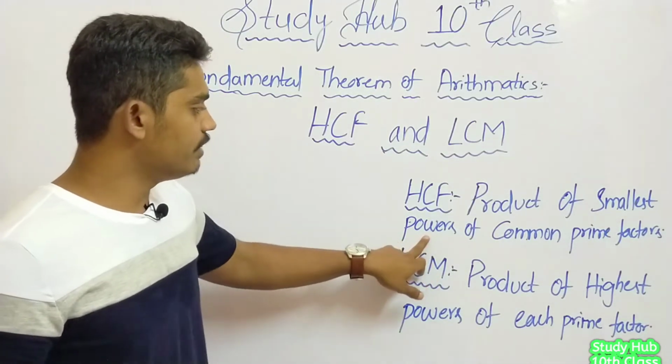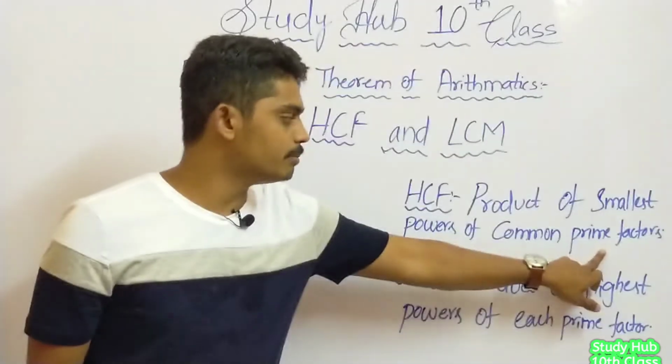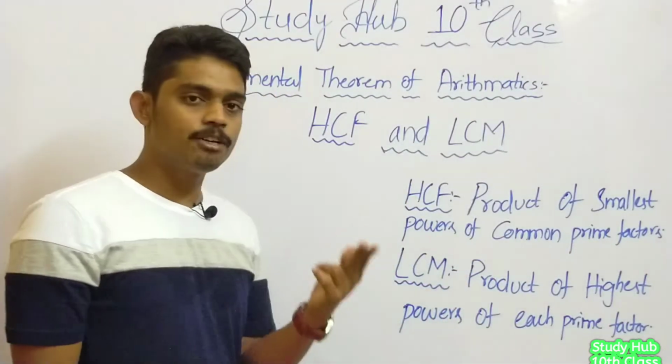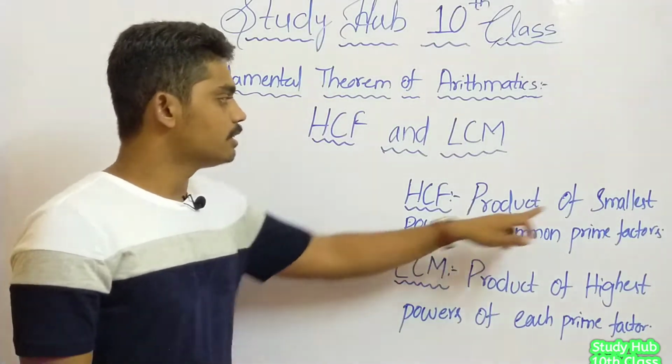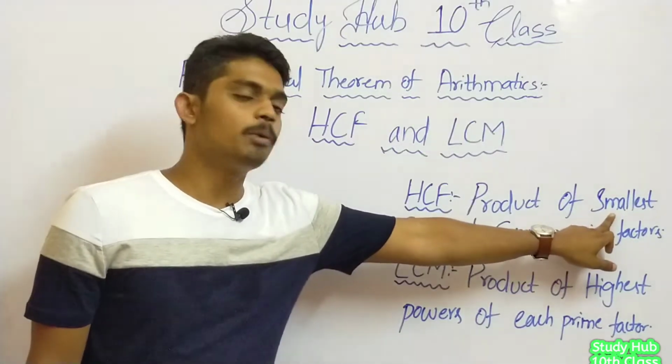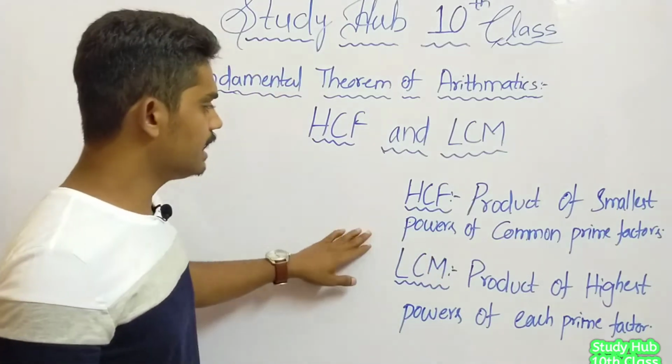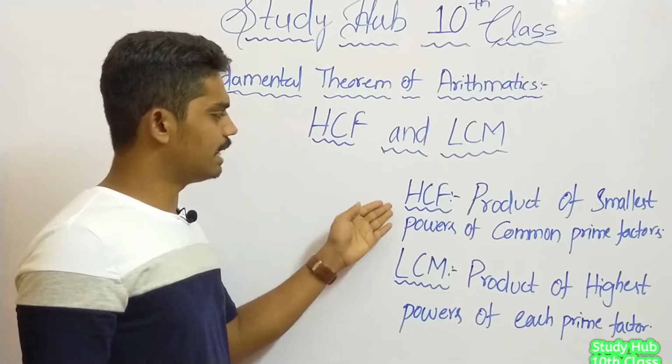So now when we consider the powers of common primes, common means when we take two numbers, find the common primes out of them and check the smallest powers of them. So let us take an example to understand this.